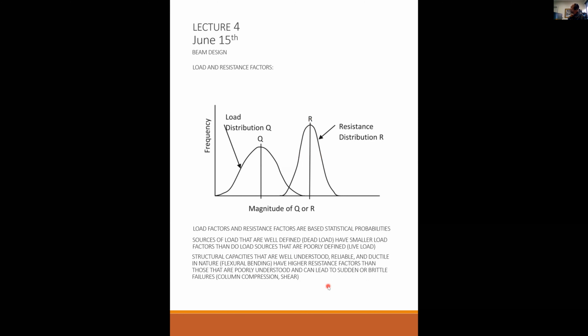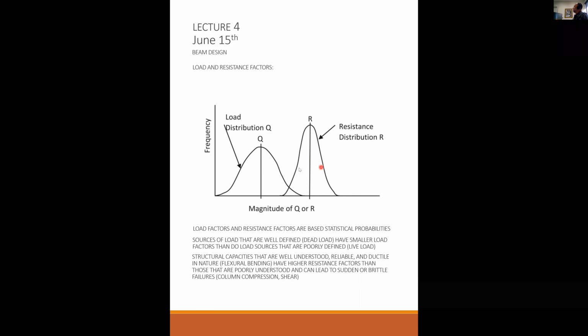Structural capacities that are well understood, reliable, and ductile in nature, like flexural bending, will have a higher resistance factor than those that are poorly understood and can lead to sudden or brittle failures, like a column compression or shear.